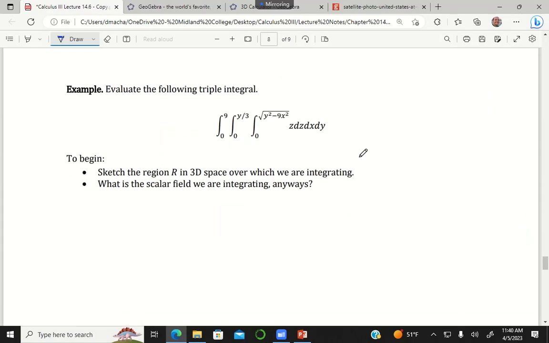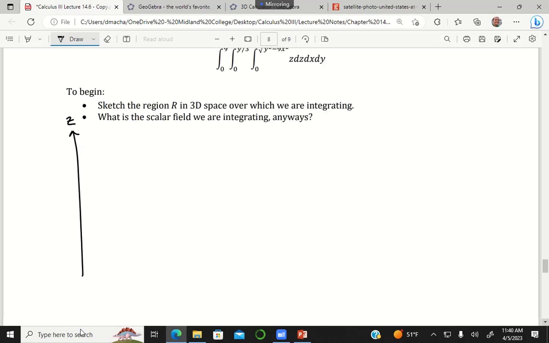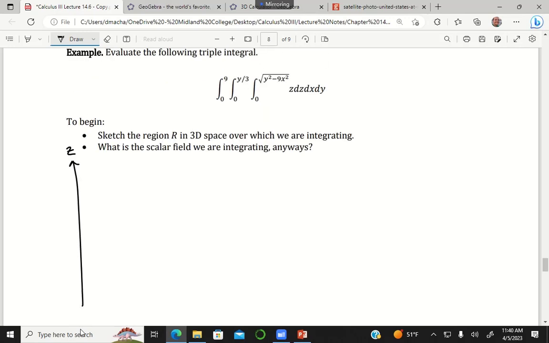Let's see if we can evaluate this triple integral from before in the next 10 minutes. It's a speed challenge. Okay. So to begin, we're going to sketch this region in 3D space so that we can have a feel for what we're actually integrating over. And that is, of course, easier said than done.